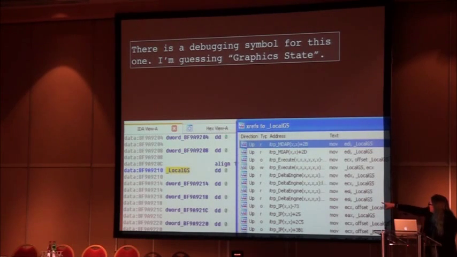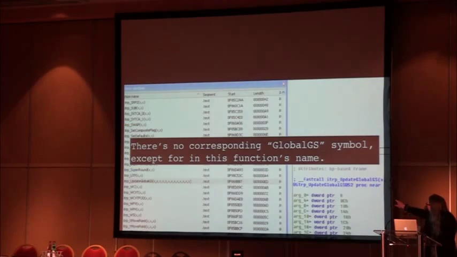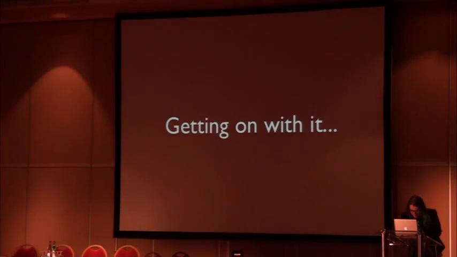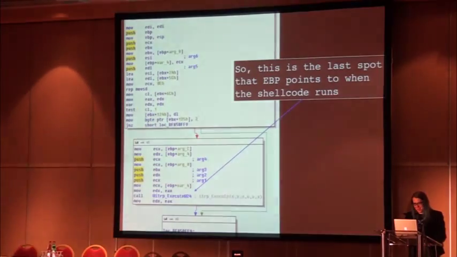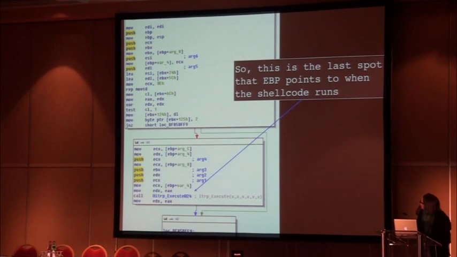There's a debugging symbol called local GS, but there's no global GS. But there actually is a global GS in the name of this function, and it's not anywhere else, so it's probably safe to assume there is such a thing that's just been stripped from the MSDN kernel debugging symbols. Anyway, you spend a couple hours doing this, and you figure it all out. And this is pretty much where we left off.